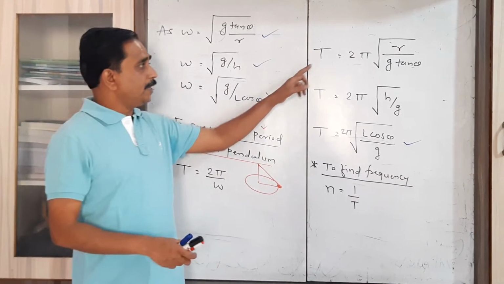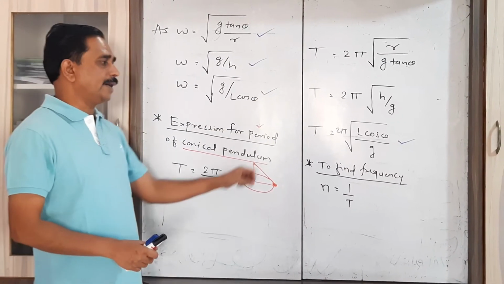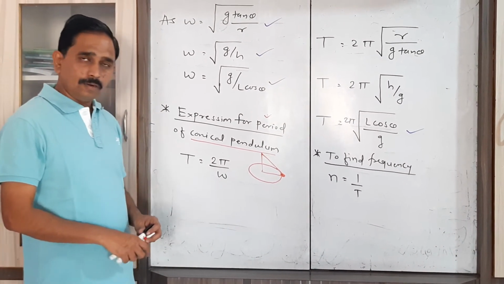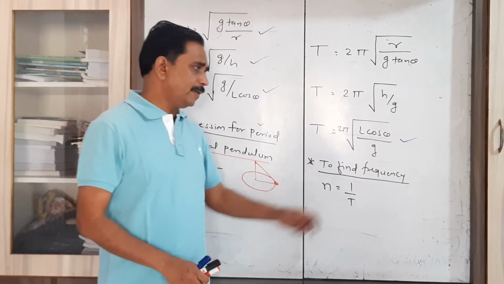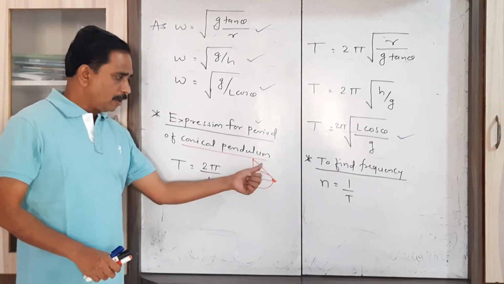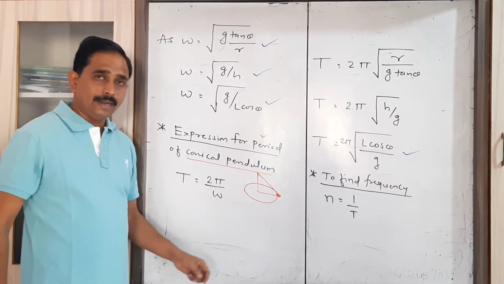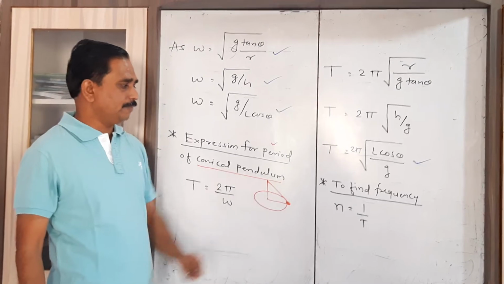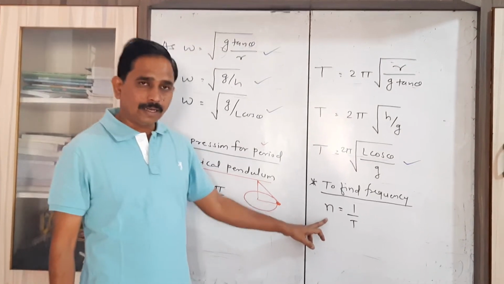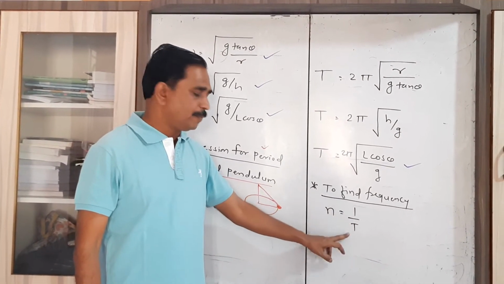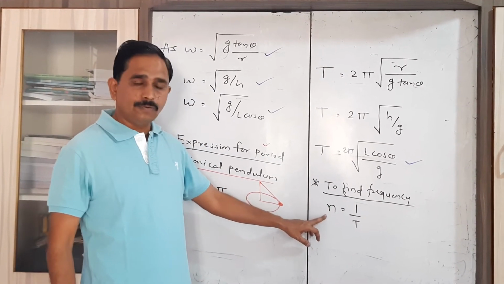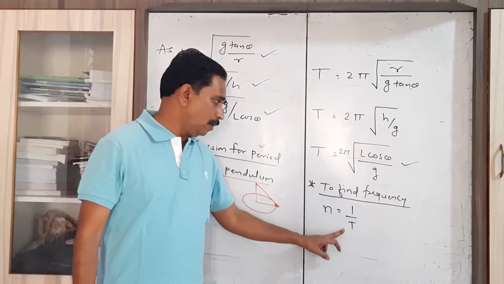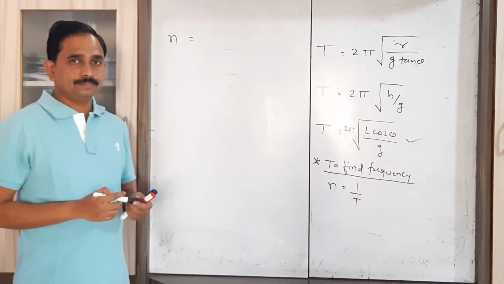Now from the period of conical pendulum, we can find the frequency of revolution of a conical pendulum. All of you know that. What do you mean by frequency? Simply the number of revolutions made by the metal sphere of that conical pendulum in unit time is called the frequency, and it is given by the formula n equal to 1 upon T. It means frequency of revolution is inversely proportional to the period of conical pendulum.